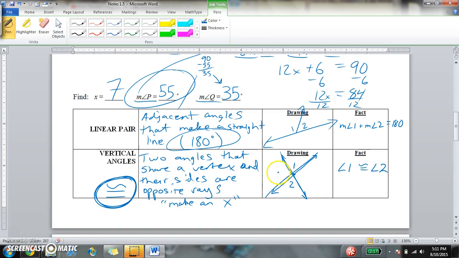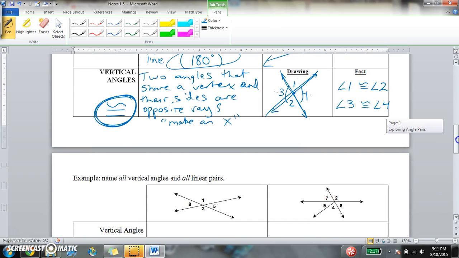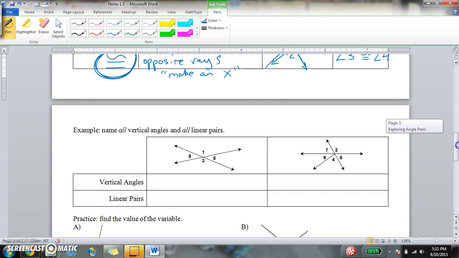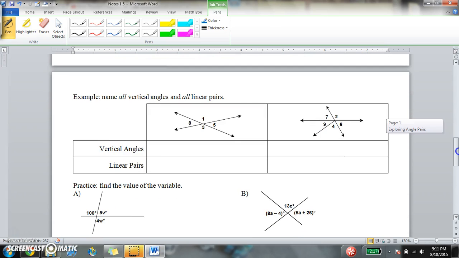We could also talk about the angles on either of these sides. If I called this angle 3 and this angle 4, these two angles right here, those would also be vertical angles. They don't necessarily have to go up and down. They can be across from each other like this. So 3 and 4 are vertical angles, they're congruent to each other. 1 and 2 are vertical angles, they're also congruent to each other. So using that, name all vertical angles and all linear pairs in these diagrams.